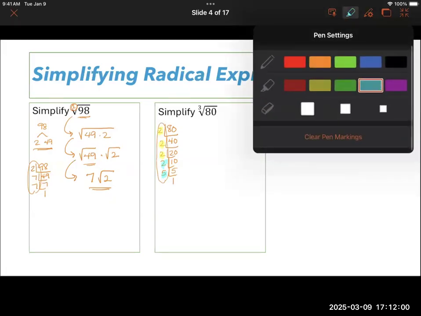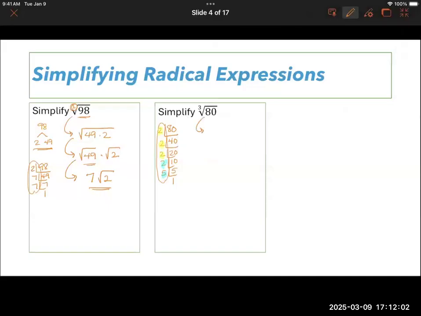So if I think about what's going on here, 2 cubed is 8. So I can divide this up into the cube root of 8 times 10. The 10 is from our 2 and our 5 down here. And then again, we can separate those. So the cube root of 8 and the cube root of 10. And so now the cube root of 8 will be 2. And the cube root of 10 cannot be simplified any further. And that would be our simplified answer. Okay.